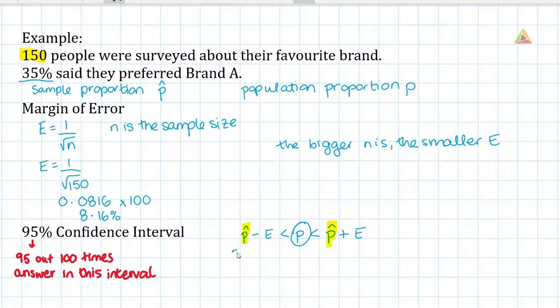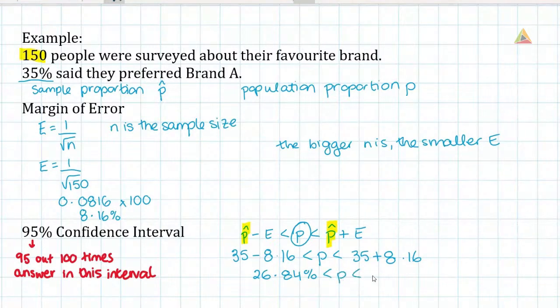So our p hat was 35%, and we're going to subtract our 8.16%, which we'll say is less than the true population proportion, which is less than the sample proportion plus 8.16%. And that gives us a range from 26.84% is less than p up to 43.16%. So what this is telling us is that if we carried out a similar survey 100 times, 95 times, those answers for p hat are going to be somewhere in between 26.84 and 43.16%.